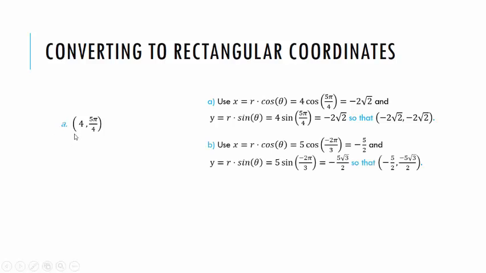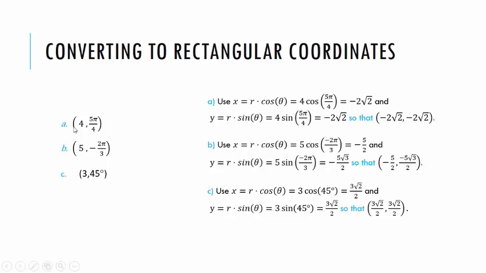For the second example that I have, 5 comma negative 2 pi over 3. So plugging those into this formula, cosine of negative 2 pi over 3 is negative, so that should be negative 1/2 times 5 is negative 5/2. Sine of negative 2 pi over 3 is negative root 3 over 2. Multiply it by 5, and I have the ordered pair representing the second point. So go ahead and pause the video and make sure that both of those examples make sense.